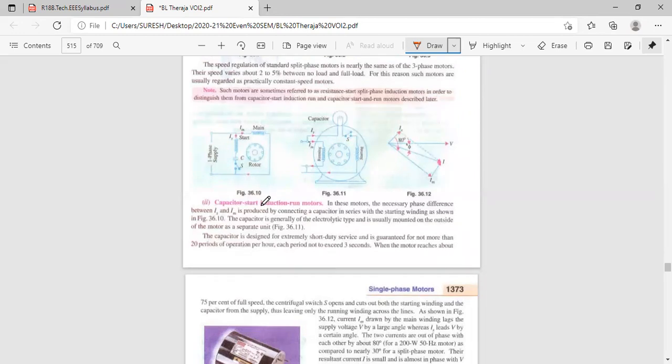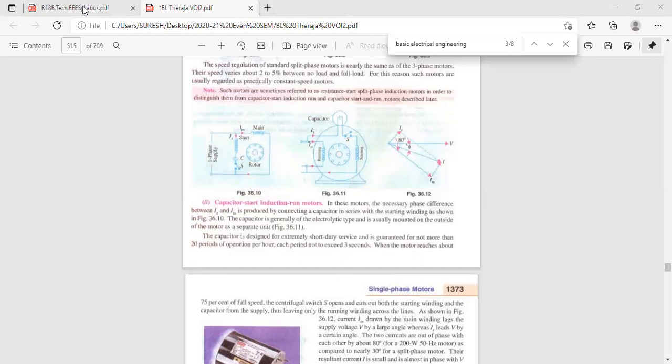Is that clear what I had told? Any doubt? I will share this recording. Once again, you listen. Okay. So with this, we have completed our single phase induction motor.